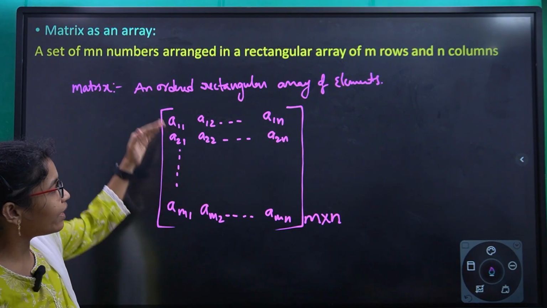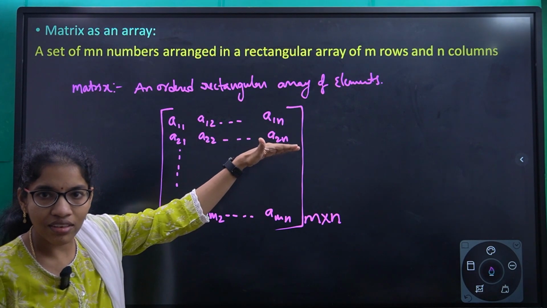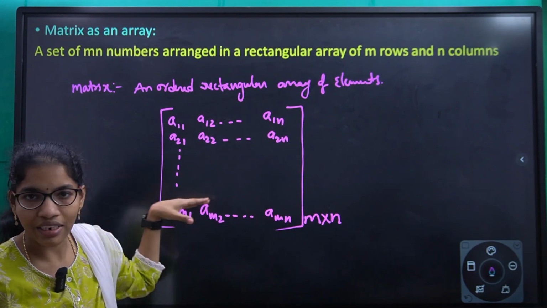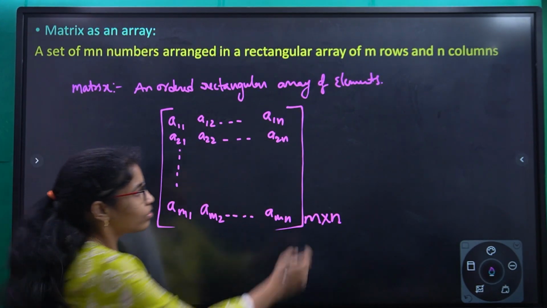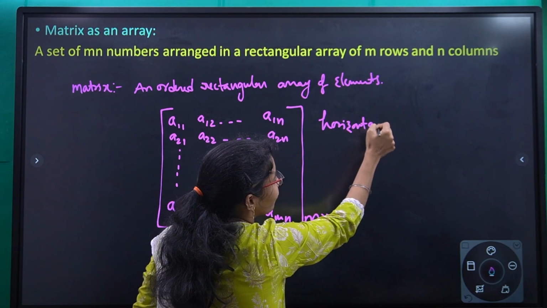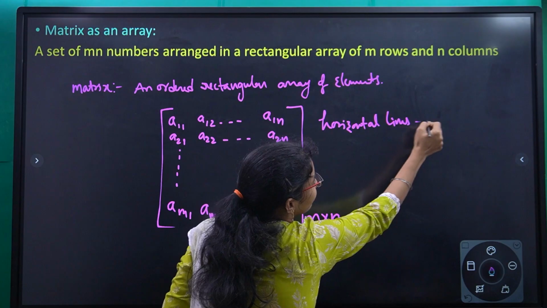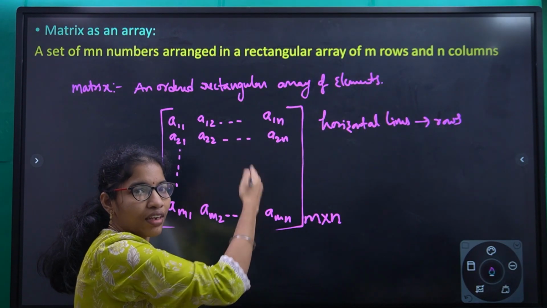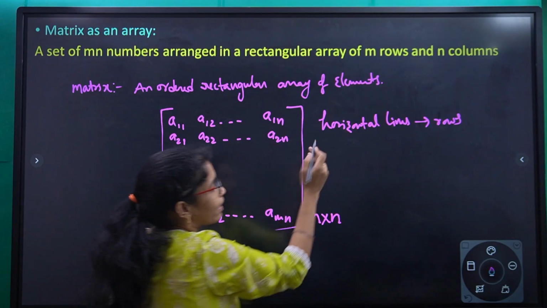Here we have m rows. Row means the horizontal lines represent the number of rows. So the horizontal lines represent what? The number of rows, and the vertical lines represent the number of columns in a matrix.